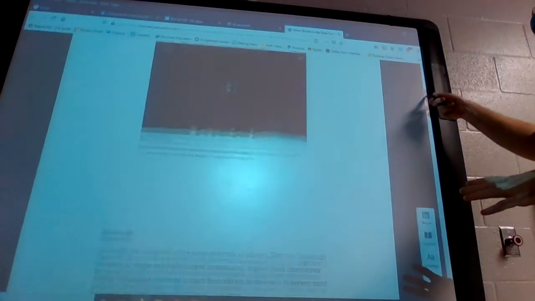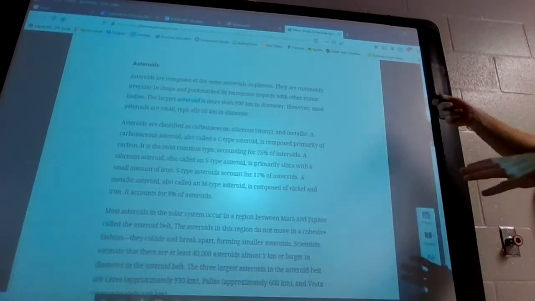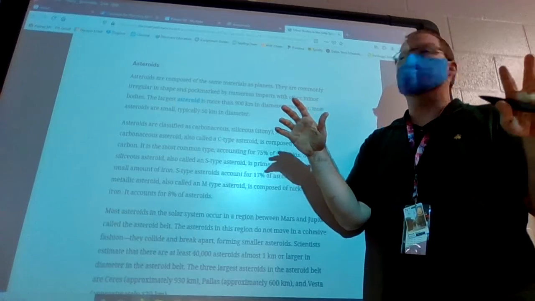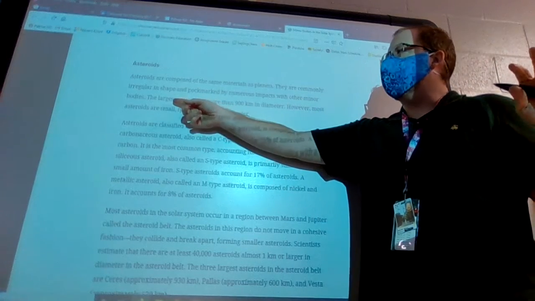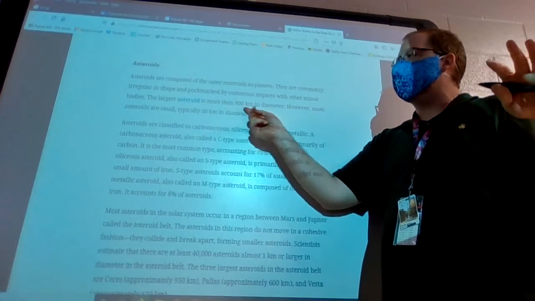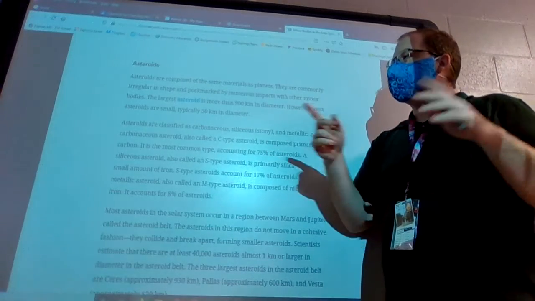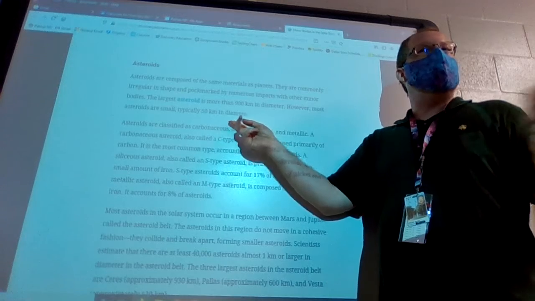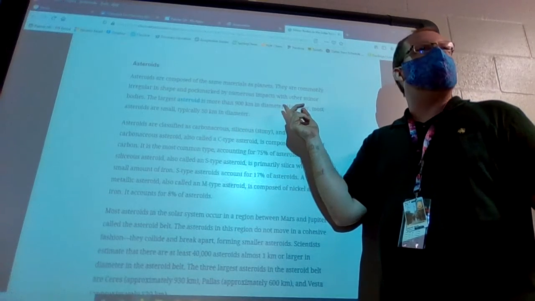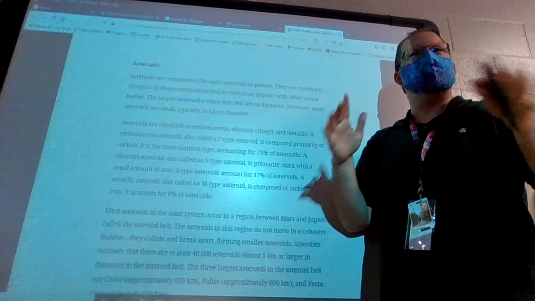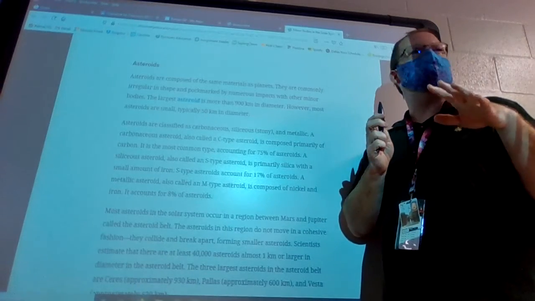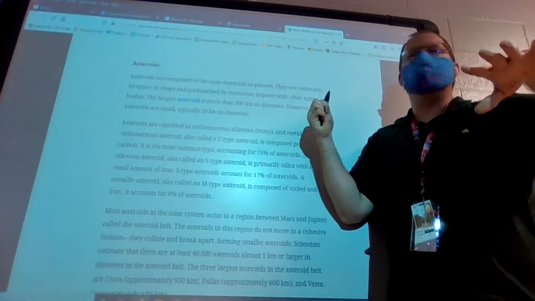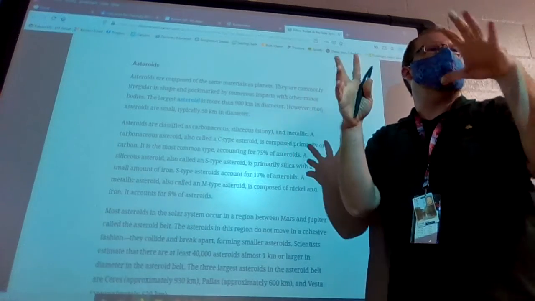What they're going to talk about in this section are asteroids, which are kind of the same things as meteors, but they're bigger. So they talk about the largest asteroid being more than 900 kilometers. Generally, your small asteroids are 50 kilometers in diameter. So 50 kilometers is probably what, like 30-something miles? I don't know the exact equivalency, but they're pretty big rocks, where your meteors are generally going to be smaller rocks.